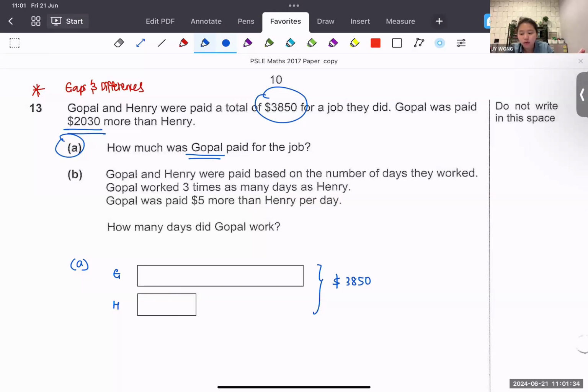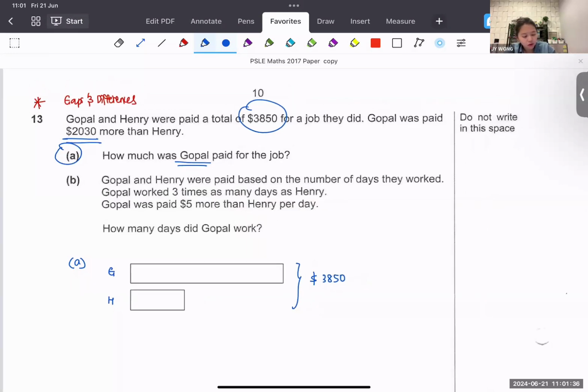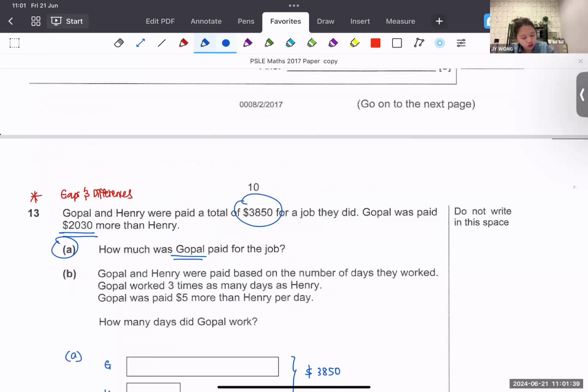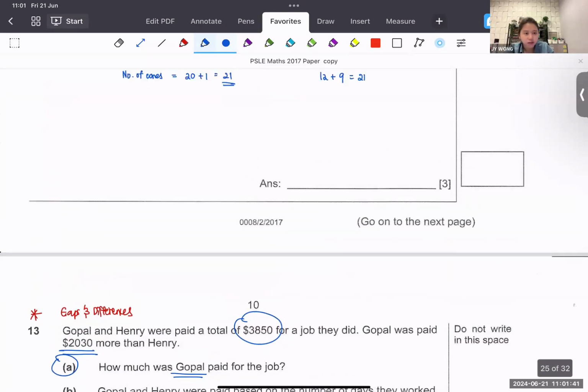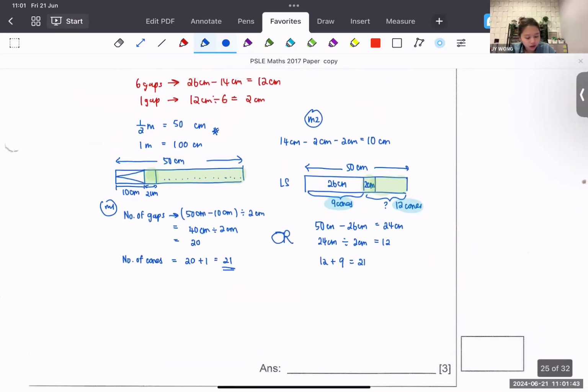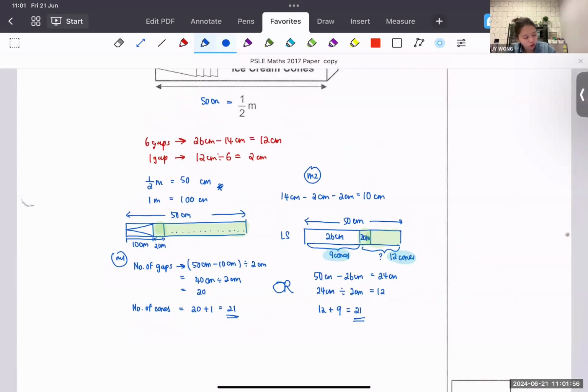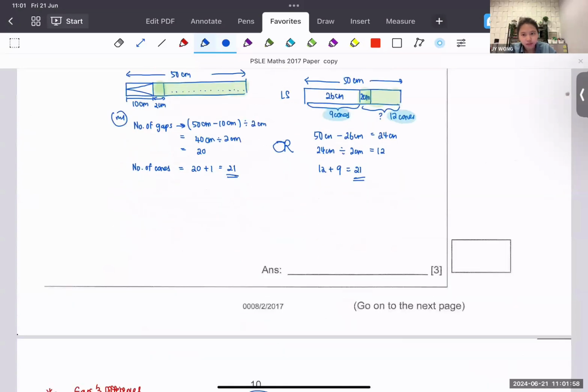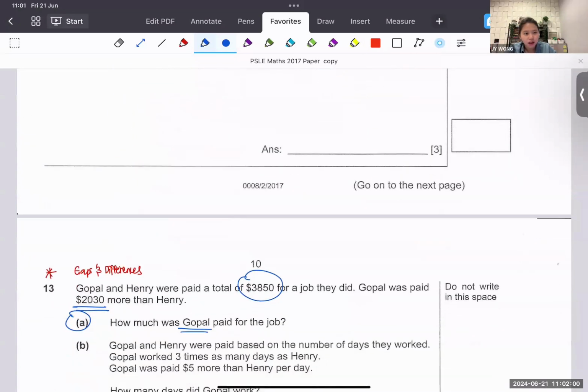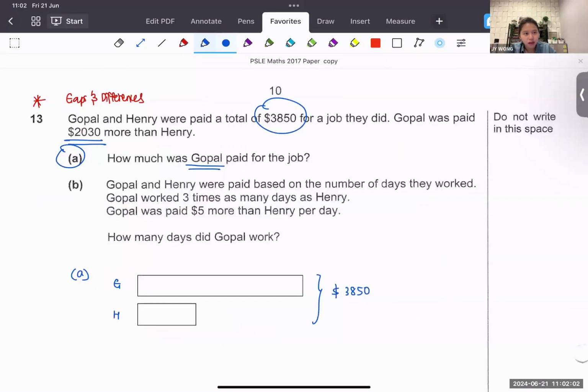I see some answers. Continue. What's the answer for question 12? Okay, let me go back to question 12. Question 12 answer is 21. Anybody else need question 12? If everybody okay, everybody okay? No responses means okay. Okay, let me move on back to question 13. Those who need question 12 later, I'll go back for you.